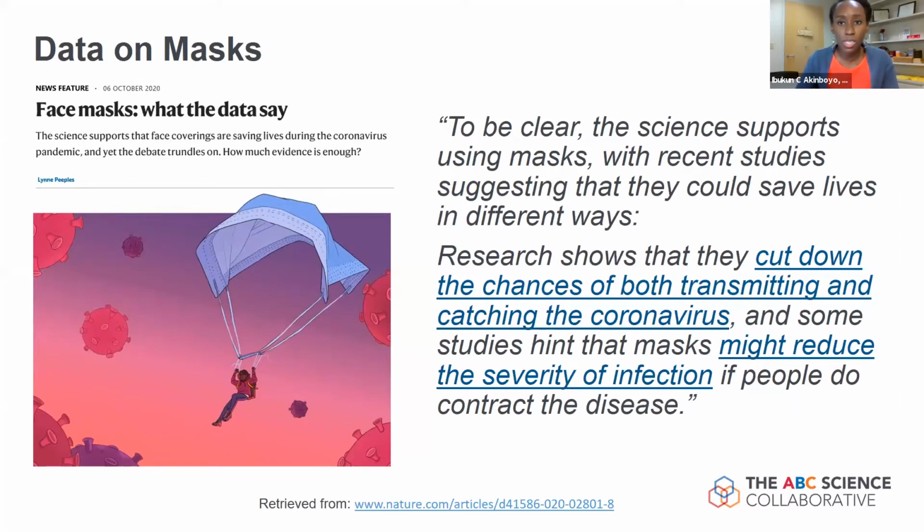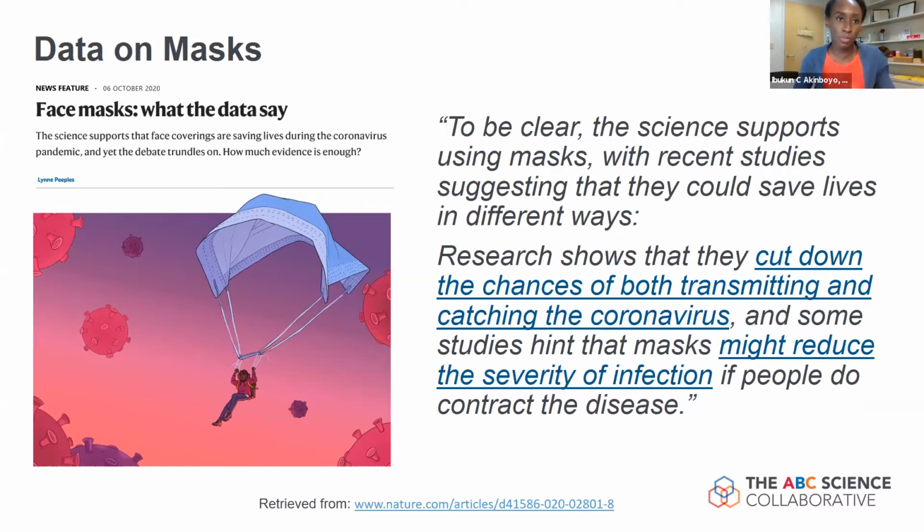And recent studies have suggested it could save lives in different ways. So specifically, they cut down on the chances of transmitting the virus, if I'm infected, spreading it to other people, and also catching the virus from somebody else. So the amount of droplets that get to your face, that land on your mouth and nose, is reduced and potentially can reduce the severity of your illness if you do contract the disease.